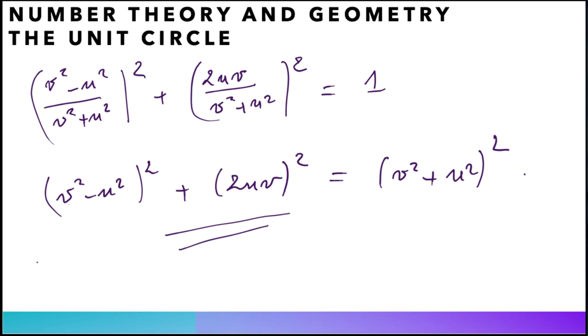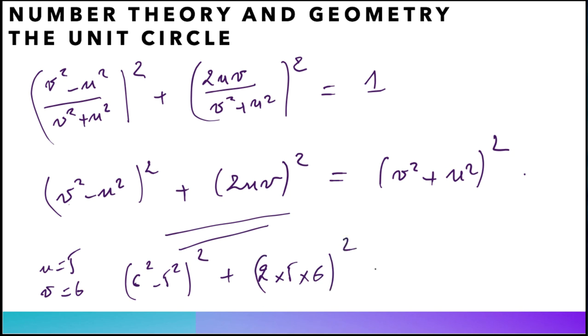Let's see how this works on an example. If we take, for instance, u equals 5 and v equals 6, one gets (6 squared minus 5 squared) squared plus (2 times 5 times 6) squared equals (6 squared plus 5 squared) squared. This gives us 36 minus 25, which is 11 squared, plus (2 times 5 times 6) squared, which is 60 squared, equals (6 squared plus 5 squared) squared, which is 61 squared. Surprise! This is the triple that we used in the beginning of the video.